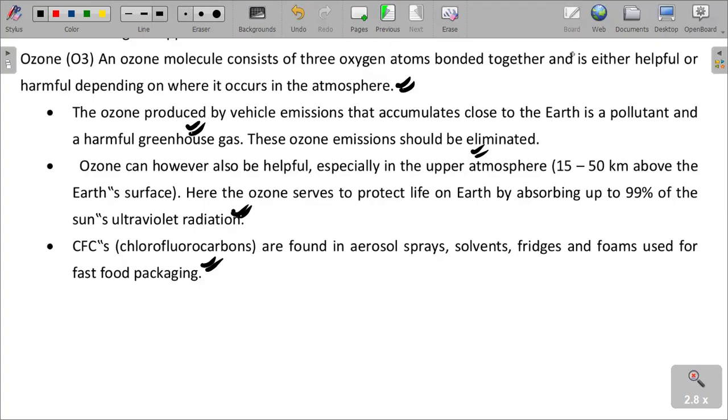And then the chlorofluorocarbons, CFCs, are also found in aerosprays and solvents, and we can also talk about fridges and fumes used for fast food packaging, which are other sources that we can talk about, the chlorofluorocarbons, which also result in the ozone effect.